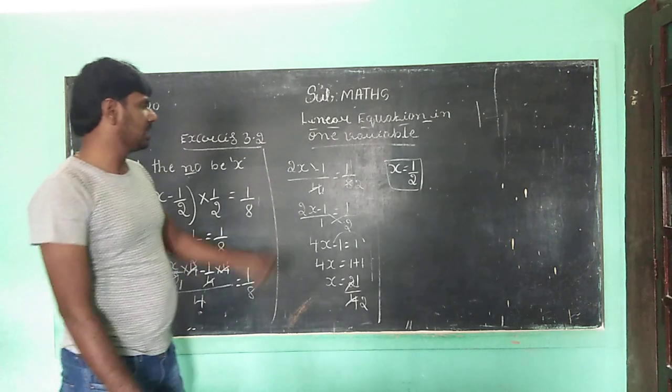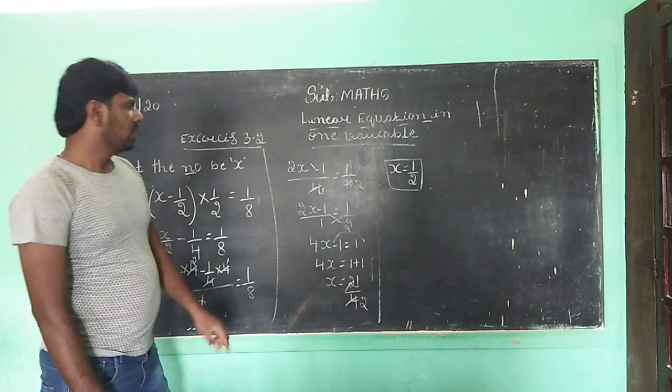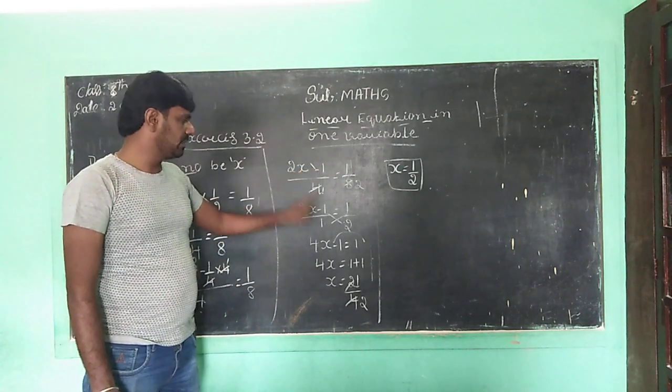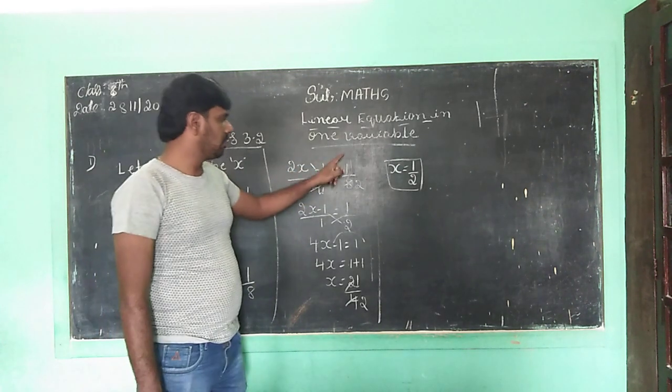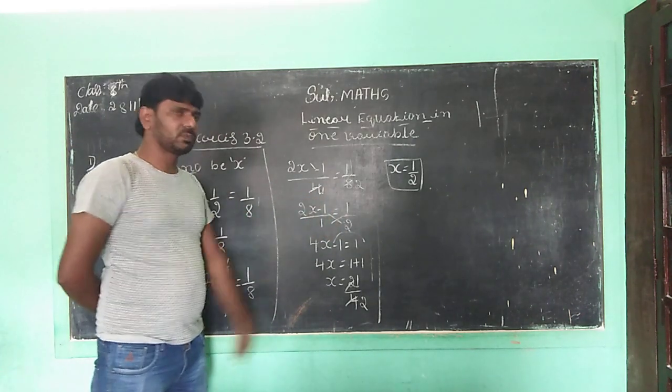We can calculate, can also cancel easily. 4 1s are 4, 2 2s are 4. Write it as it is: (2x minus 1) divided by 1 is equal to 1 by 2. So children, you want to cross multiply. 2 into 2x is 4x.